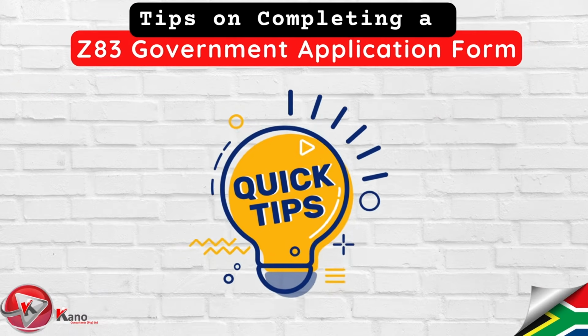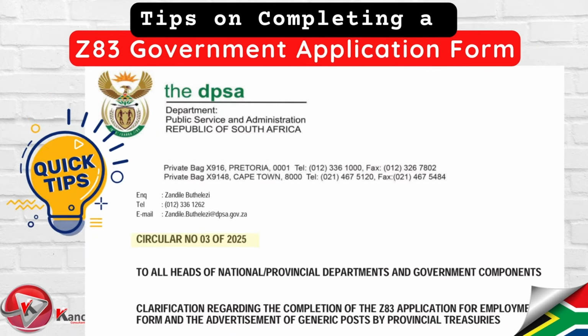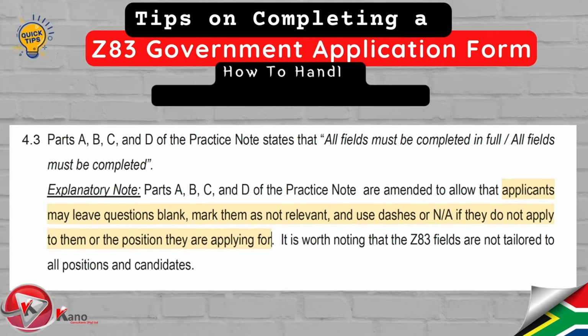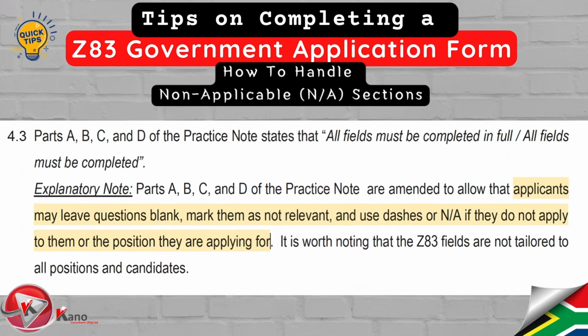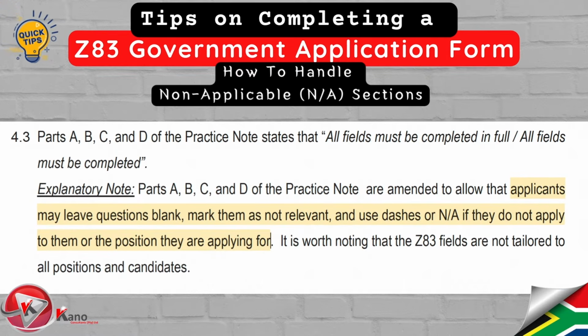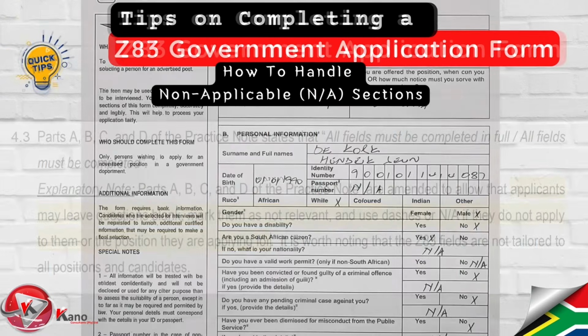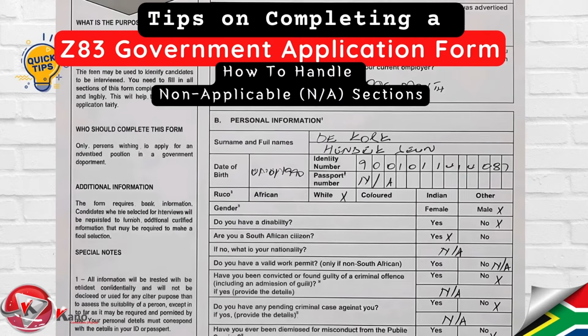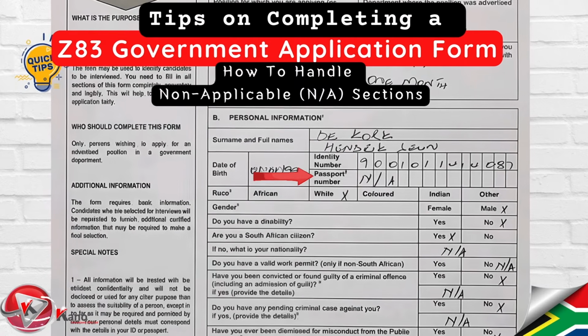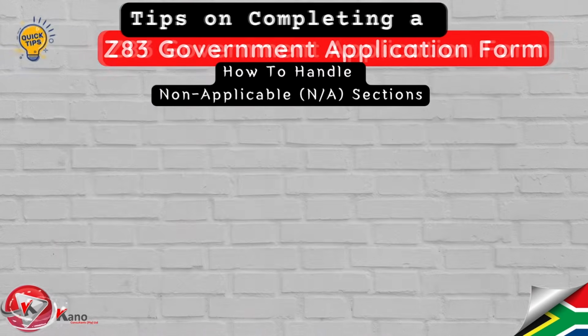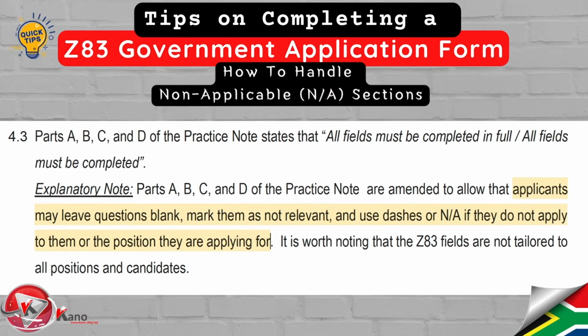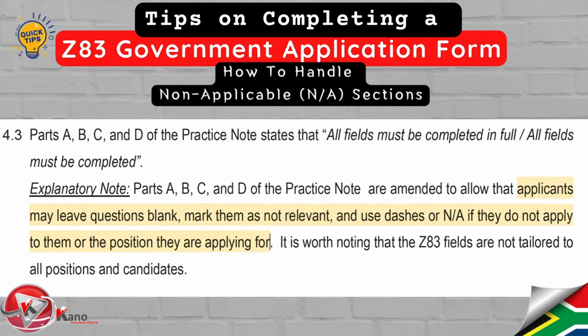Another important update, as provided by the DPSA Circular, is that, for Part A, Part B, Part C, and Part D of the Z83 form, applicants are now permitted to leave certain questions blank, or use dashes, or even write "not applicable," particularly where the information does not apply to them, or does not apply to the position being applied for. Please refer to the sample form, which illustrates this clearly by showing NA, or not applicable, used for passport numbers, where the applicant is a South African citizen. This amendment recognizes that requiring every field to be completed may not always be practical, or even relevant.